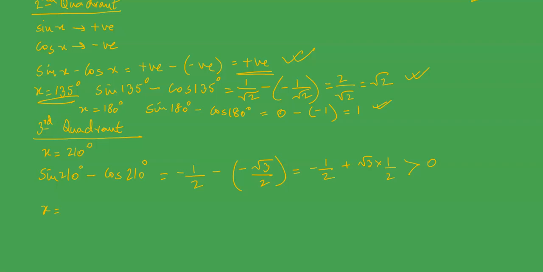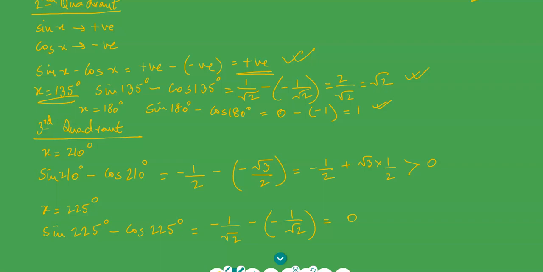Now let us come to 180 plus 45, that is 225 degrees. So sin 225 degrees minus cos 225 degrees is equal to negative 1 over root 2 and negative of negative 1 over root 2, which is equal to 0. Now we see the graph again comes down and meets the x-axis. It touches the x-axis because the sin x minus cos x value is equal to 0.